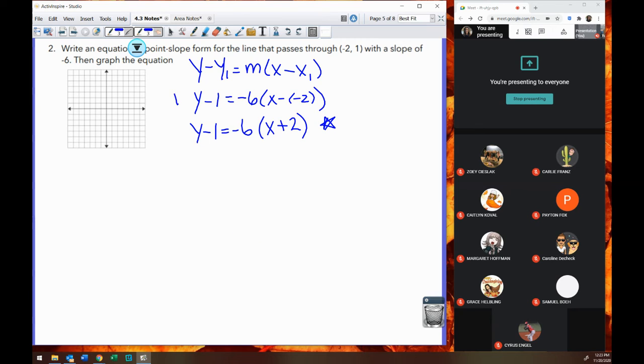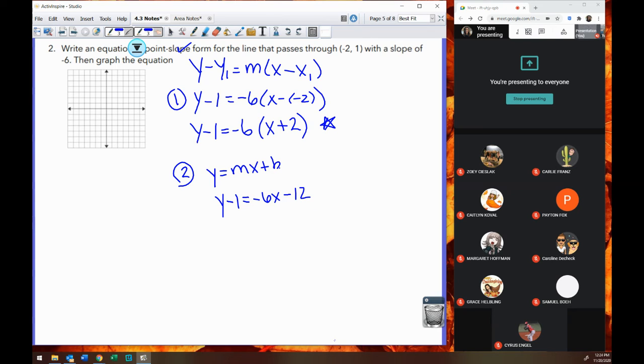So this was step 1, we found the equation, we're good. Now we're working on step 2, which is graphing. We like to graph in slope intercept form because it shows us the intercept and it shows us the slope. So what can I do to start rewriting in slope intercept? Negative 6 into x and 2. Distribute my negative 6 in. So y minus 1 equals negative 6x minus 12.